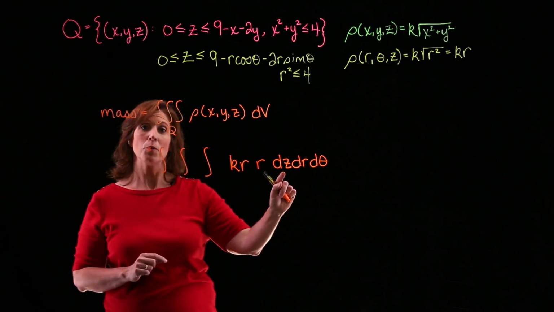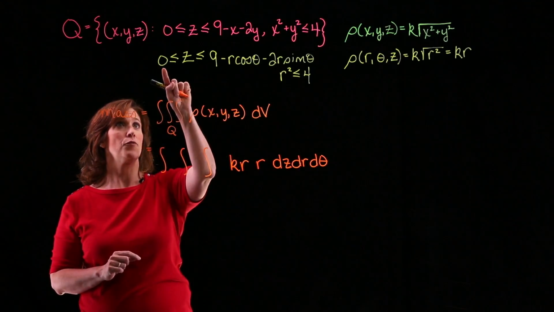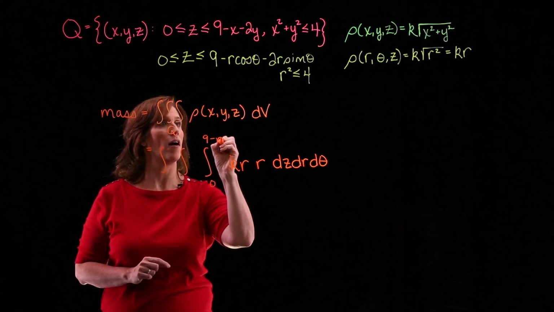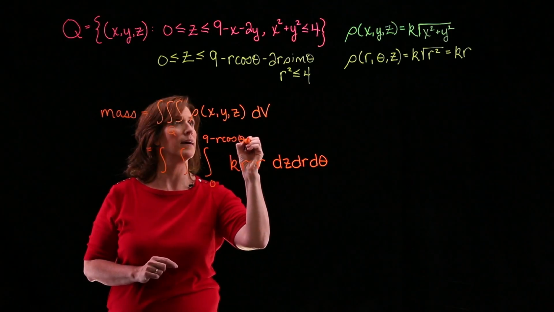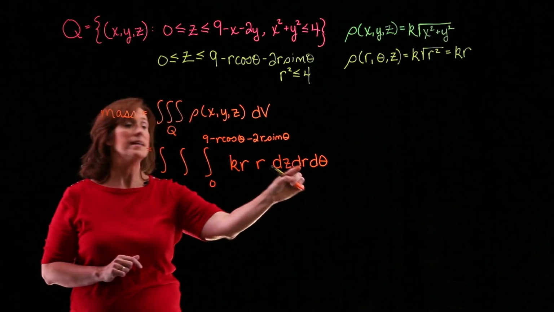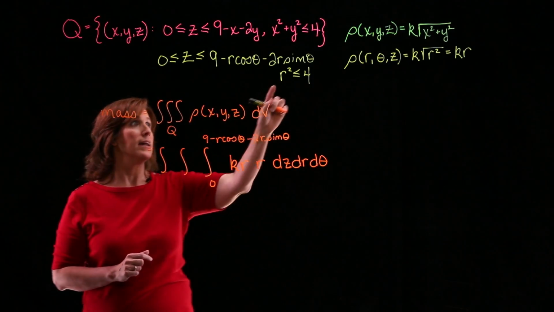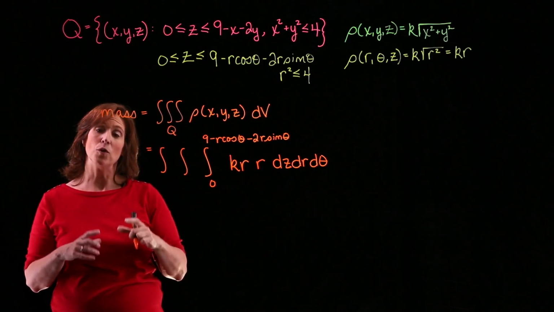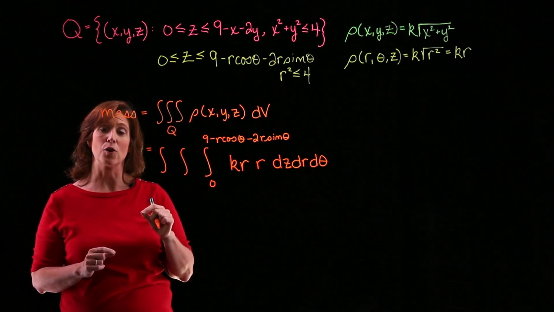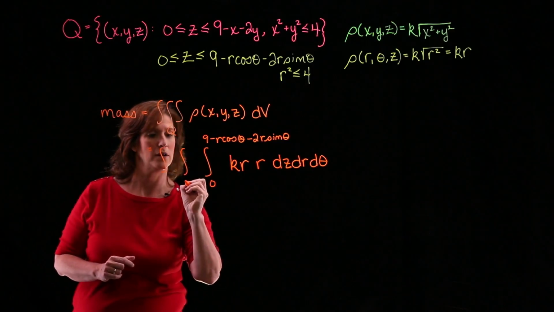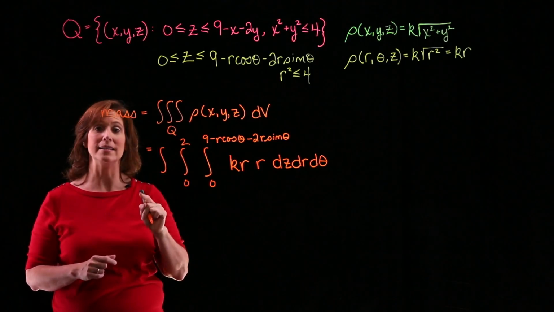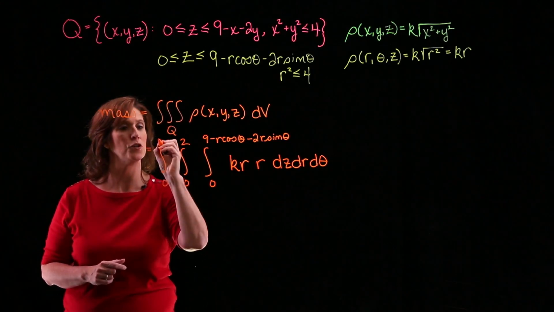Okay, so that's the basic setup, but I still need my limits of integration. So I'm integrating first of all with respect to z. So I know z is going to go from 0 to 9 minus r cosine theta minus 2r sine theta. Next, I'll be integrating with respect to r. Now, r squared is less than or equal to 4. That's going to be a circle of radius 2. So for a circle of radius 2, the r values are going to be going from 0 to 2. And to get the whole way around that circle, I need theta to go from 0 to 2 pi.